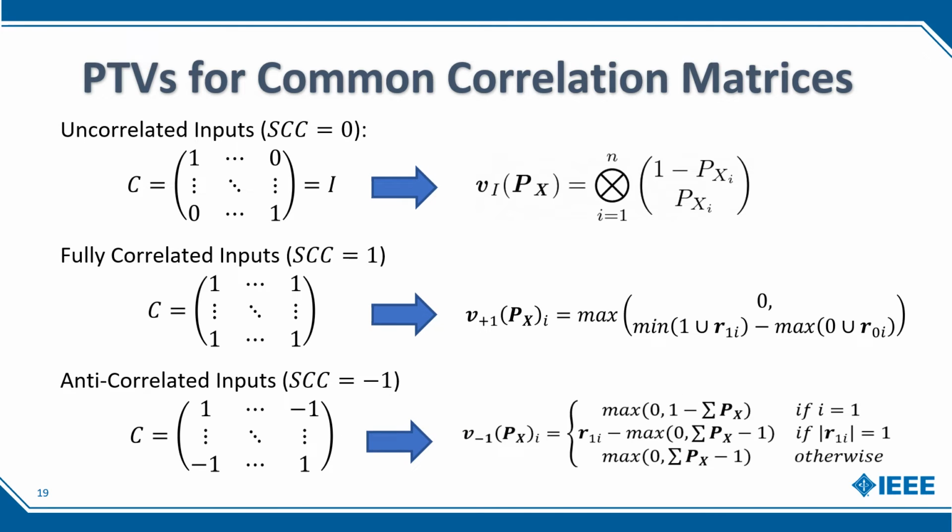The PTVs that we just saw were for circuits with only two inputs. A key result of this research are these three equations, which specify how to construct the PTVs for any number of mutually uncorrelated, fully correlated, or anti-correlated inputs, respectively. In the interest of time, we will not go further into detail about how these equations are derived. Please see our paper for details. For now, just know that they exist and they are very useful for circuit analysis, as these so-called fundamental cases are by far the most common. Additionally, next we'll show how to form PTVs for more complex correlation matrices by combining these fundamental PTVs.